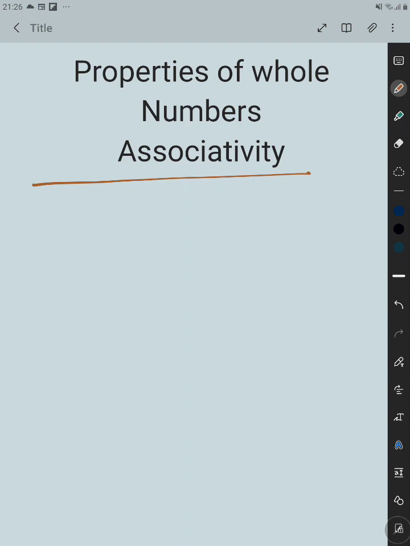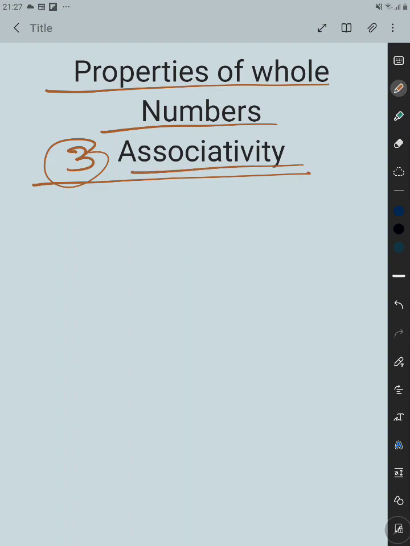This chapter number 2, whole numbers, and we are now continuing with the properties of whole numbers. Earlier we have already studied closure property and commutative property, and this third one is associative property. Now we'll understand the meaning of associativity, and later we will understand the associativity of addition, subtraction, multiplication and division. So whether whole numbers are associative in case of addition, multiplication, subtraction and division or not, we'll find out each one.